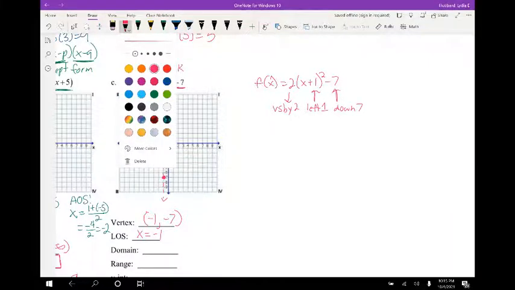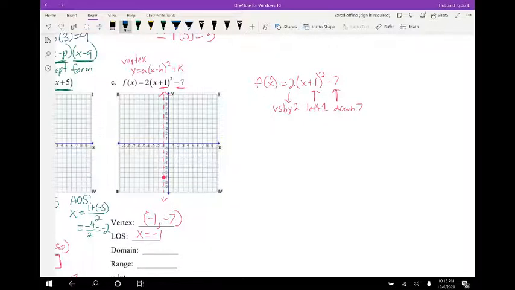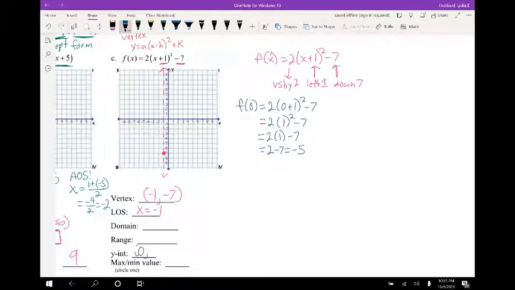Another way to do this is we do still need to get our y-intercept. So I'm going to find f of 0. So I'll do 2 times 0 plus 1 squared minus 7. Sometimes it's nice to also perform the transformations and then plug in 0 as a check to see if you've done the transformations correctly. 1 squared is going to give us 1. 2 times 1 is 2 minus 7 is going to be a -5. So I plugged in 0 and I got out a -5. So this point will be right here and I can reflect it.